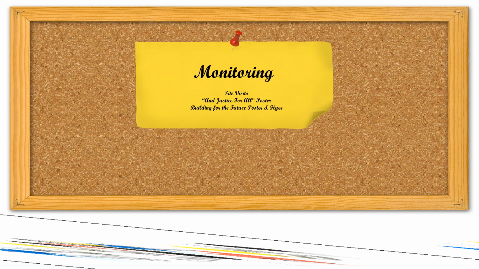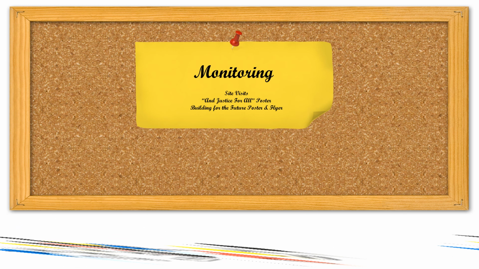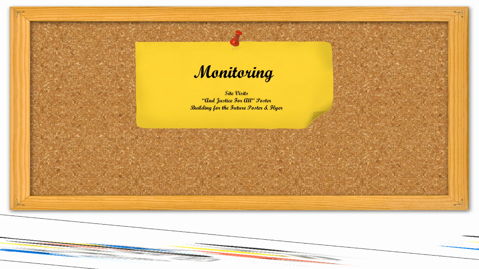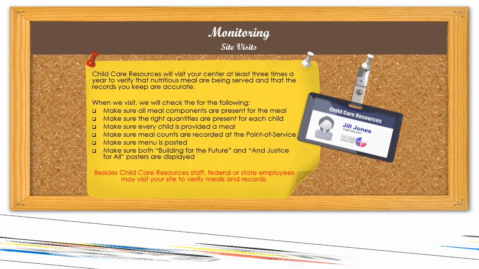In order to ensure that your center is following all of the CACFP rules and regulations, your center will be visited at least 3 times a year by a Child Care Resources field monitor. When Child Care Resources visits your site, we're there to make sure that all the components are present for each meal. We want to make sure that the right quantities are present and served for each child, and that everyone is provided a meal regardless of their status.